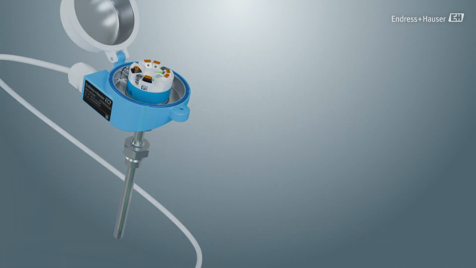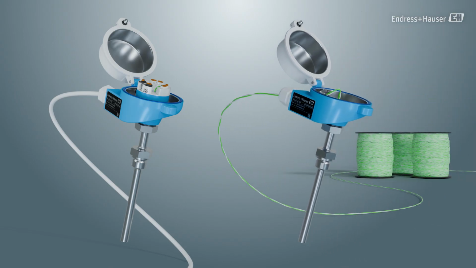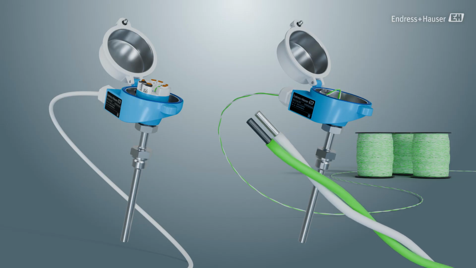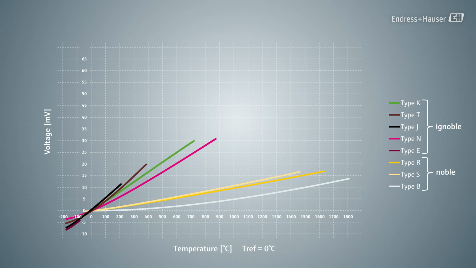Compared to the setup with a TC transmitter, using long extension wires made from the same materials as the thermocouple can be costly. Measurement errors can occur if the wire materials don't exactly match the thermocouple. There are various standardized thermocouple types, each defined by specific metal combinations, temperature ranges, and a unique voltage-to-temperature relationship.